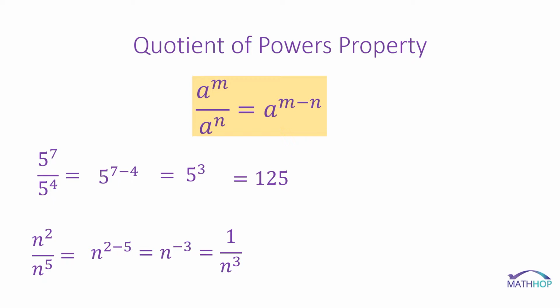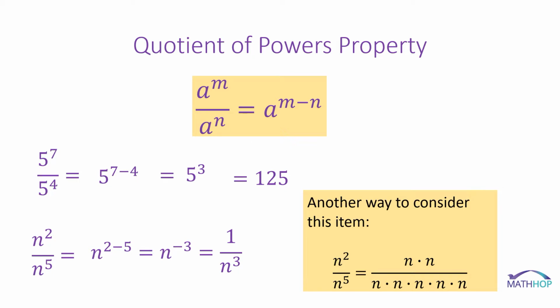1 over n cubed. Another way to think of this is to visualize what it would be like in expanded form. 2 factors of n over 5 factors of n. You would divide out the factors of n in the numerator, and you would be left with 1 in the numerator and 3 factors of n in the denominator, which is 1 divided by n cubed.